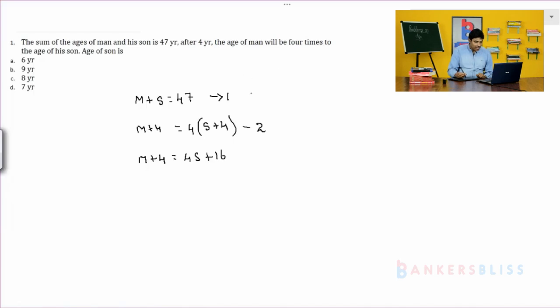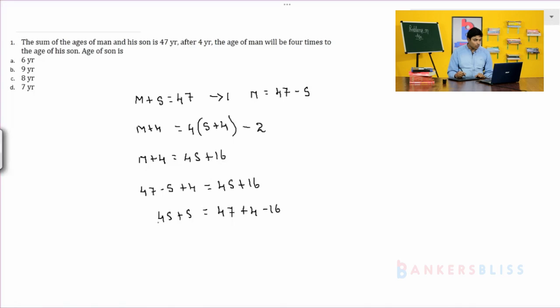So we can write M as 47 minus S. So M plus 4 means 47 minus S plus 4 is equal to 4S plus 16. If you simplify, 4S plus S is equal to 47 plus 4 minus 16.